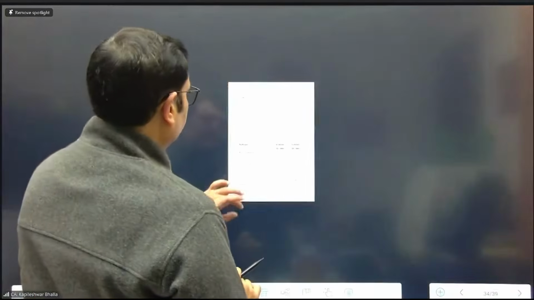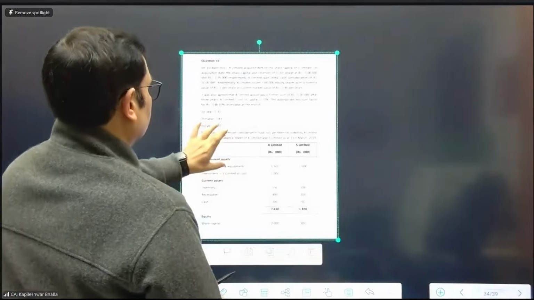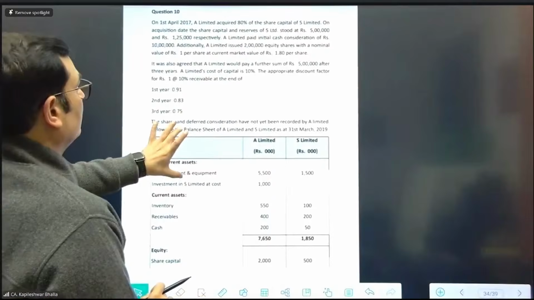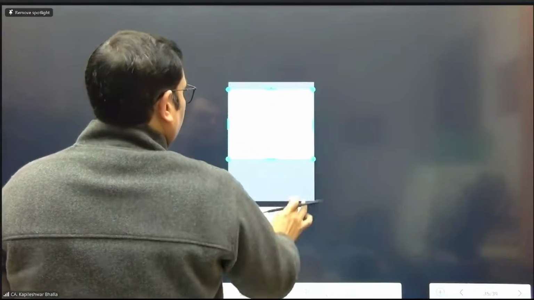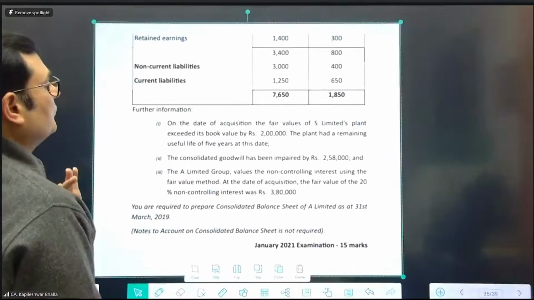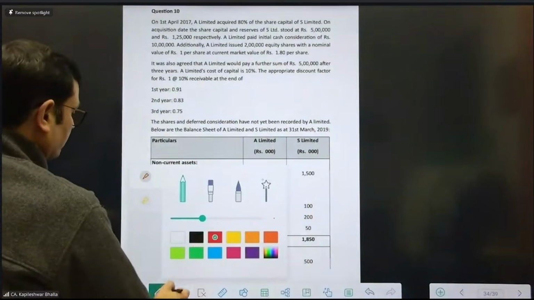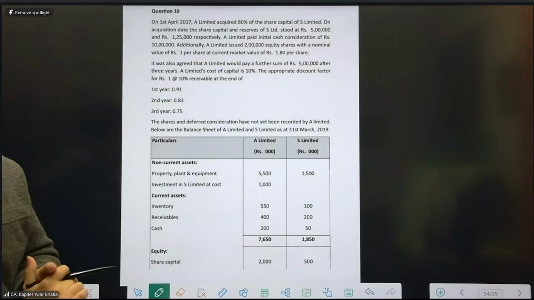Okay, let's have a look at this particular question. This is an examination question. Let me just slightly crop this up. It's a January 21 examination question. It came for 15 marks in the exam. It has got some new points, so I thought it's a good idea to do this question with you. Let's read question number 10 on the screen.